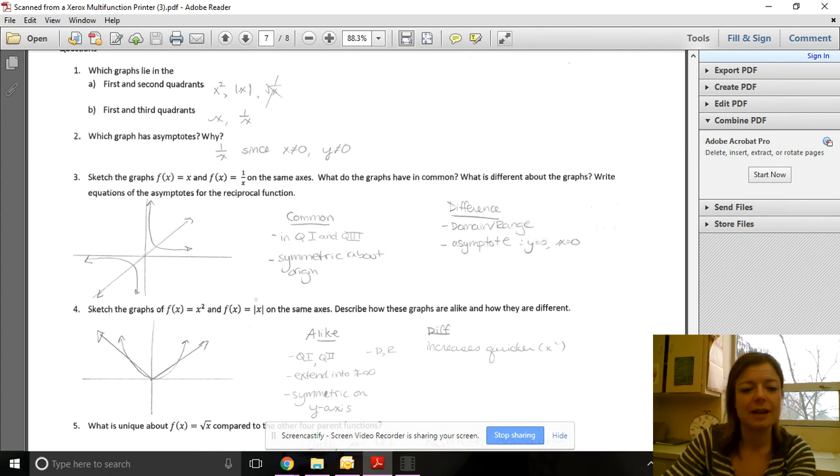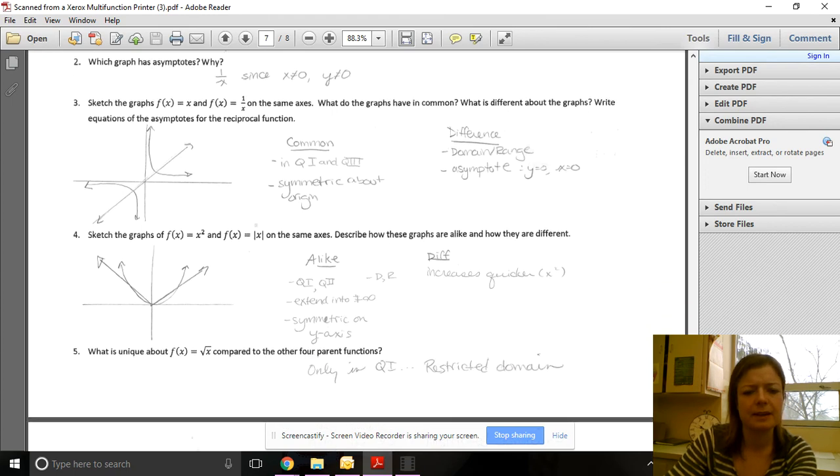But which graphs lie in the first and second quadrants? Both. It's x squared and absolute value of x. I had put 1 over x, but that's not right because it's in the first and third quadrant. So first and third is x and 1 over x. Which graph has asymptotes? 1 over x, because you can't divide by 0. Graph these two on the same set of axes. What do they have in common? What's different?